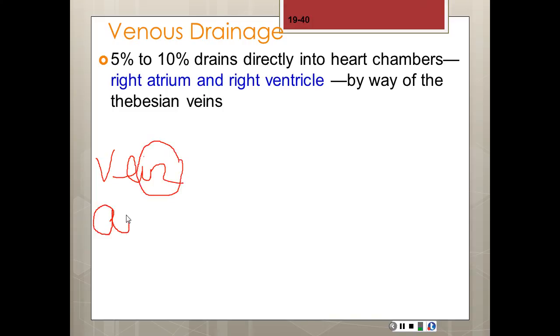And if you hear me talking about arteries, it takes blood out of the heart. So hopefully that will help you remember what I'm referring to when I talk about veins as well as arteries. Right, so I'm going to try and erase this.